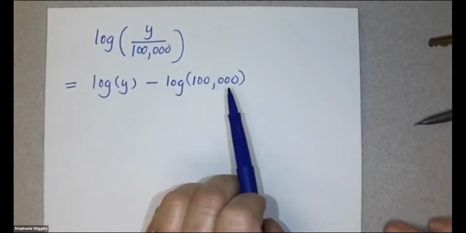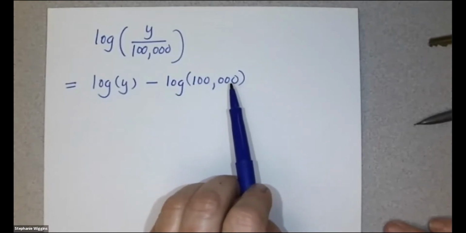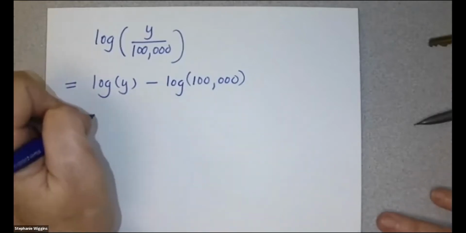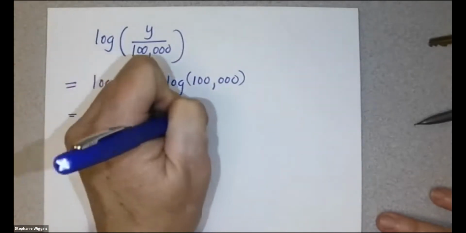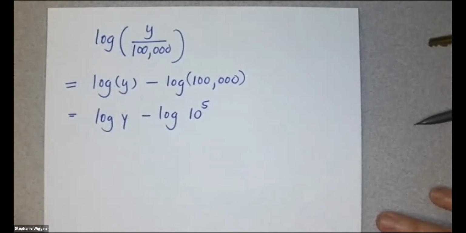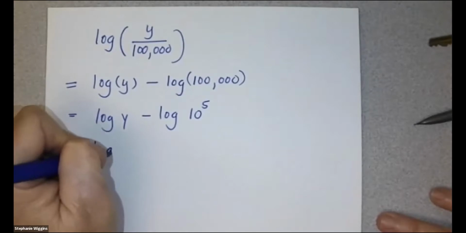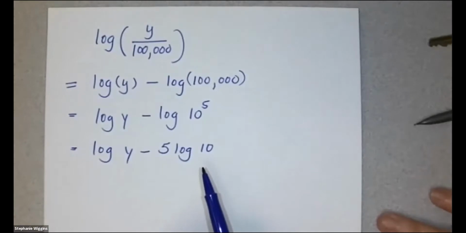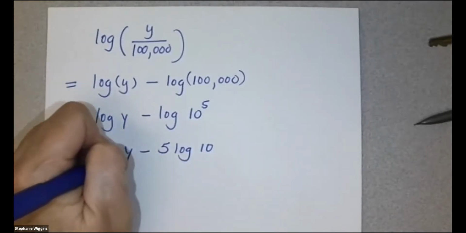And I can write this as 10 to the power of 5. Notice there are 5 zeros, so the exponent on 10 is 5. So this is equal to log of y minus log of 10 to the 5th power. And because this is a power, I can bring it out front. So this becomes log y minus 5 log 10. And remember now, this is the common log. So when there's no base written here for the log, it's understood to be 10.